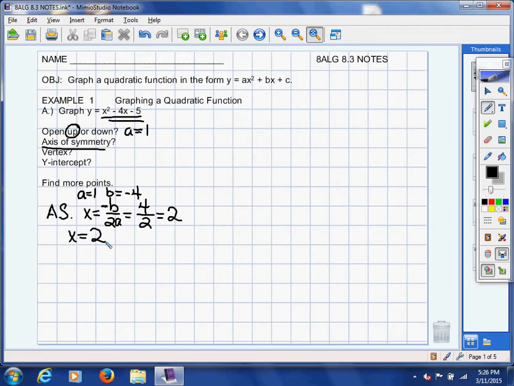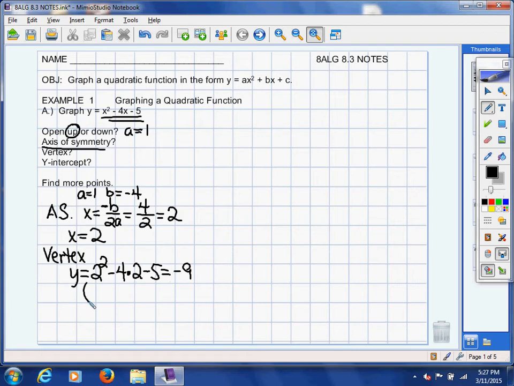Now, our vertex is really simple. We already know what x is, so to find y, we're going to take the 2 that we just calculated and plug it in everywhere we see an x, okay? You can actually plug 2 squared minus 4 times 2 minus 5 into your calculator right this second, and you're going to figure out that the missing value is negative 9.